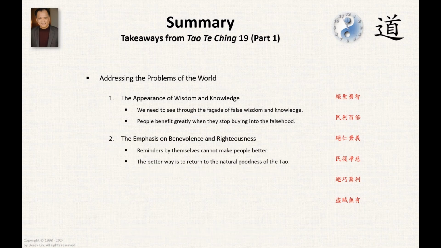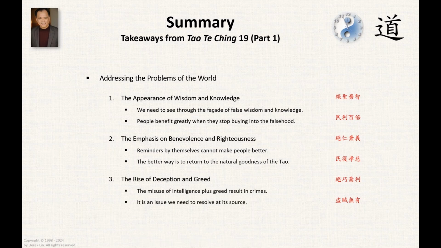Number 2, the emphasis on benevolence and righteousness. And we know that the meaning covers the other virtues that get emphasized as well, like filial piety. So Lao Tzu is basically pointing out that reminders by themselves cannot make people better. They are temporary measures at best. And people are not necessarily acting from their good nature. They're acting from instruction and direction provided in the reminder. Therefore, the better way is to return to the natural goodness of the Tao. Then the reminders no longer become necessary.